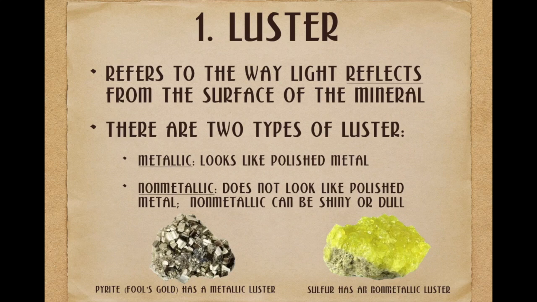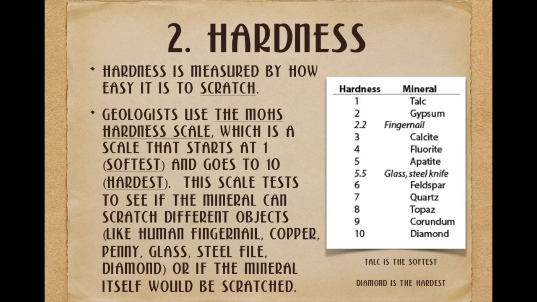So here we have luster, the way light reflects from the surface of a mineral. There are two types of luster: metallic, does it look like a metal, or non-metallic. It still reflects light, but it doesn't look like a metal. It can still be shiny, but it doesn't look like a metal. So pyrite, fool's gold, has a metallic luster, while sulfur, it's still shiny, it reflects, but it does not have a metal reflection. On the right is a basic example of the Mohs scale, going from 1, which is very soft, to 10, very hard.